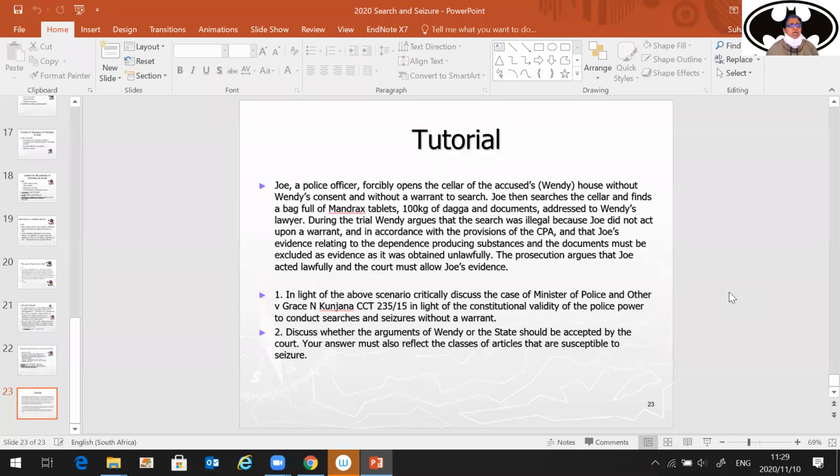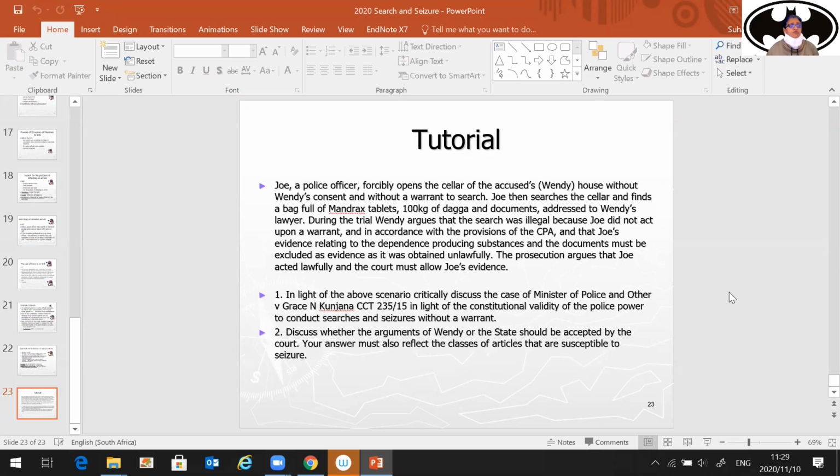During the trial, Wendy argues that the search was illegal because Joe did not act upon a warrant and in accordance with the provisions of the CPA, and that Joe's evidence relating to the prohibited substances and the documents must be excluded as evidence as it was obtained unlawfully. The prosecution argues that Joe acted lawfully and the court must allow Joe's evidence.